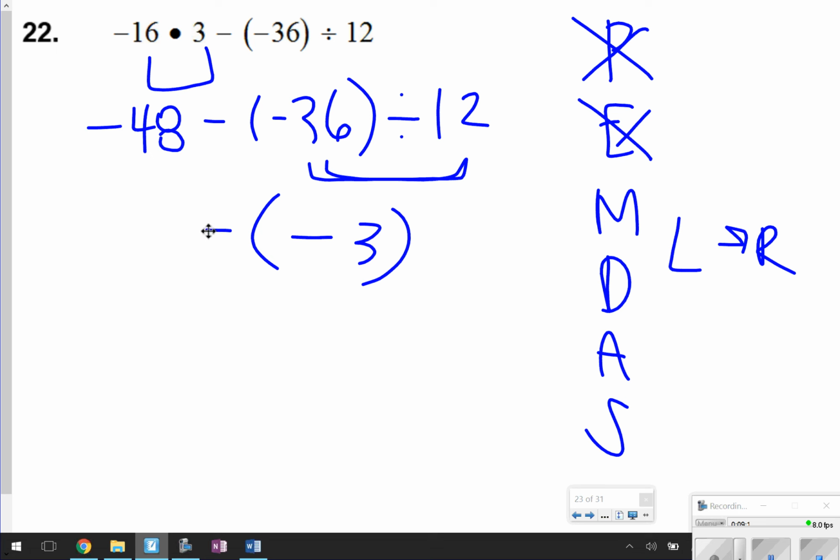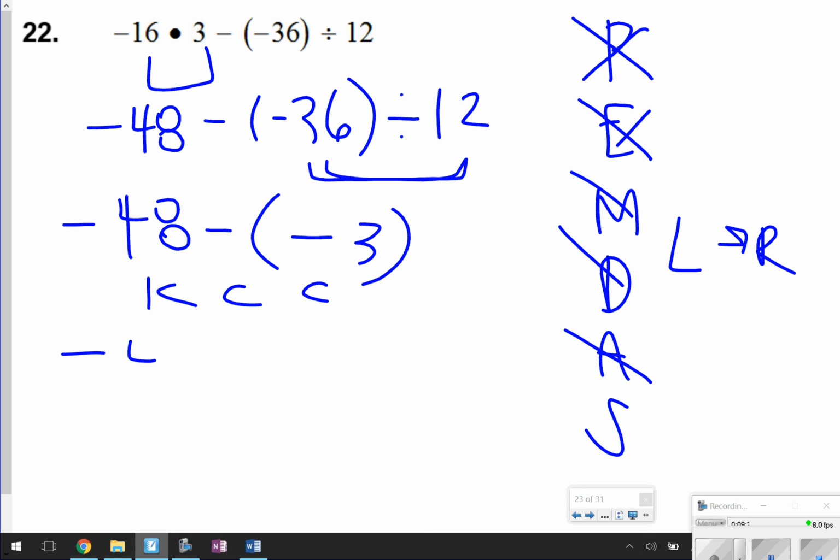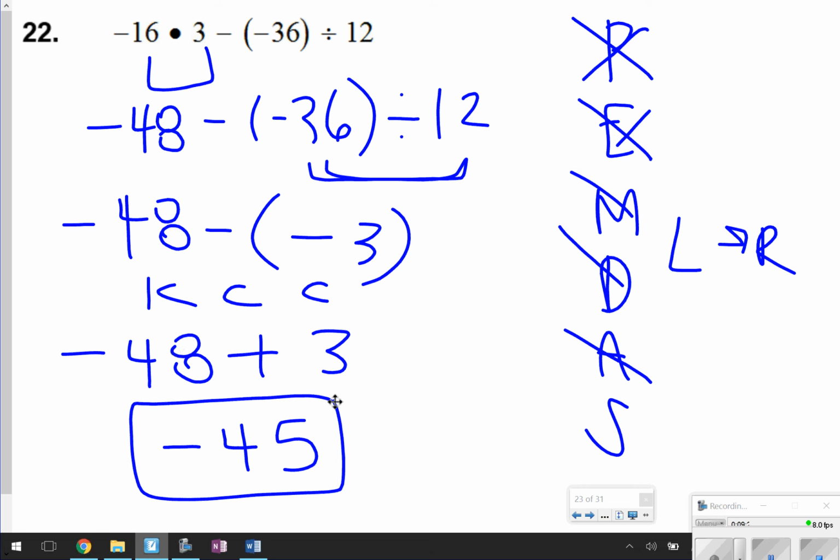Bring down the minus, bring down the negative 48. And then notice it's just a subtraction problem, so I'm done with multiply, divide. I only have subtraction left. Keep, change, change. Negative 48 plus a positive 3 is negative 45. Okay?